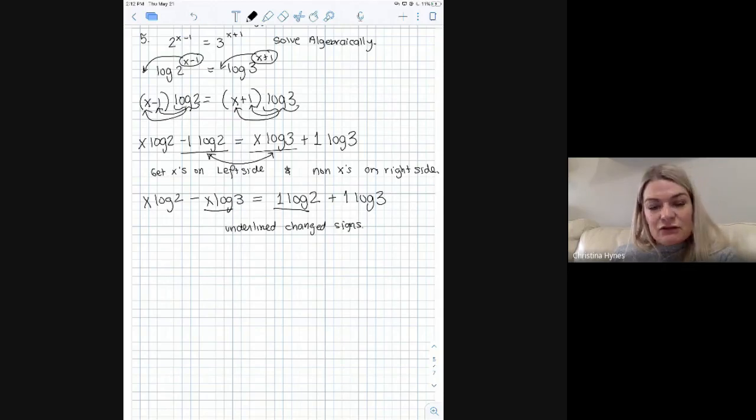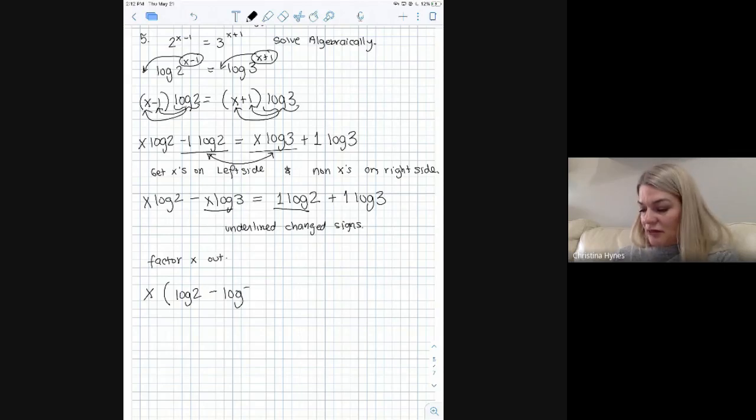Once you have the x's on one side and the non-x's on the other side, you're going to factor x out. And what that looks like is you're going to take x out, and then that goes in front of brackets. And then everything else stays the same. So I remove the x from the x log 2, and it just becomes log 2. I remove the x from x log 3, and it becomes minus just log 3. So that's the left side of your equation now, once you take away this guy and put it in front of the brackets. So that's factoring. On the right side, don't change anything.